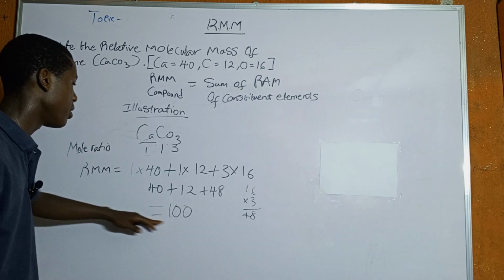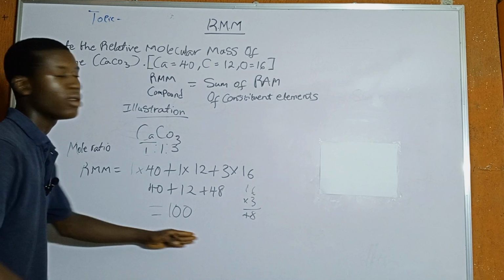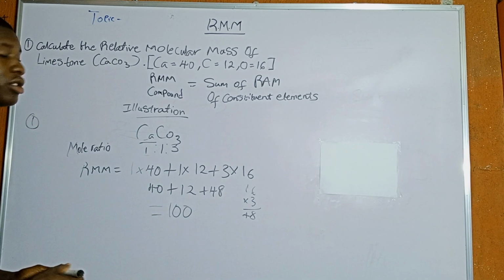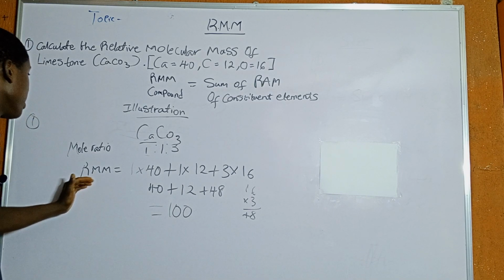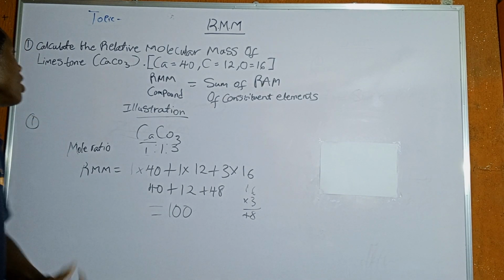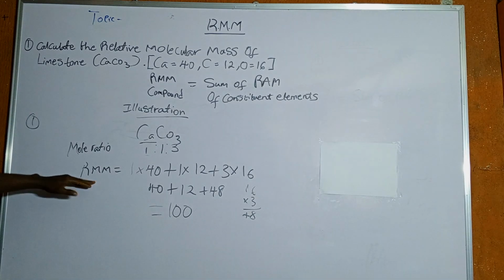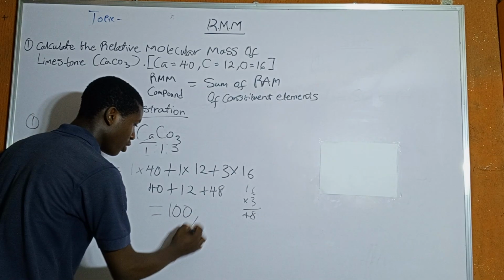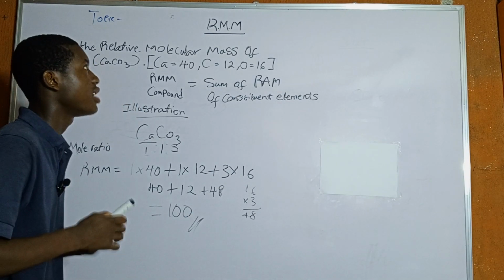Now what is the unit we are going to use for this relative molecular mass? Simply because it is a relative calculation, it doesn't have a unit, and that is how we have it to be 100. It doesn't have a unit.